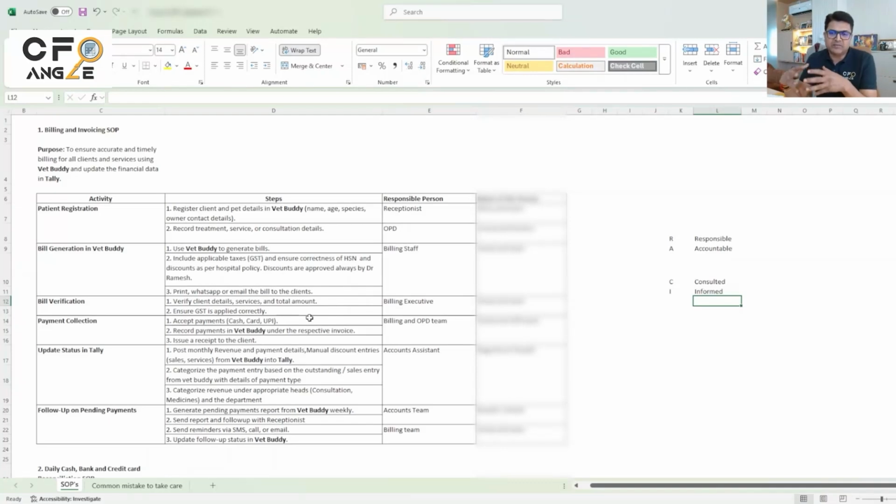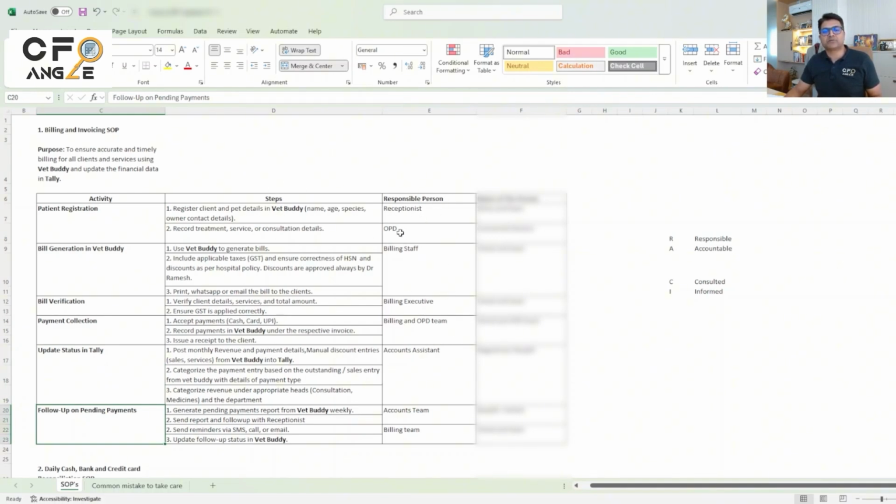These are some of the SOPs which we have designed for this customer specifically for their operations. The team first understood the business operations of the customer, and from there we started developing our knowledge and constructing these SOPs. In the billing SOP, since they are a veterinary hospital, it covers patient registration to bill generation, bill verification, payment collection, updating the status in the accounting software, Tally, and following up on pending payments. This is largely the steps we have structured here.